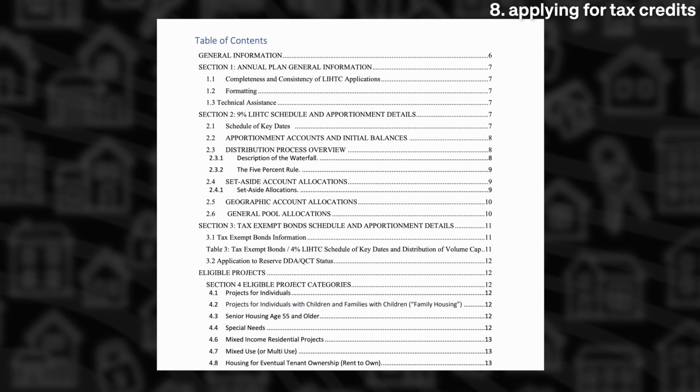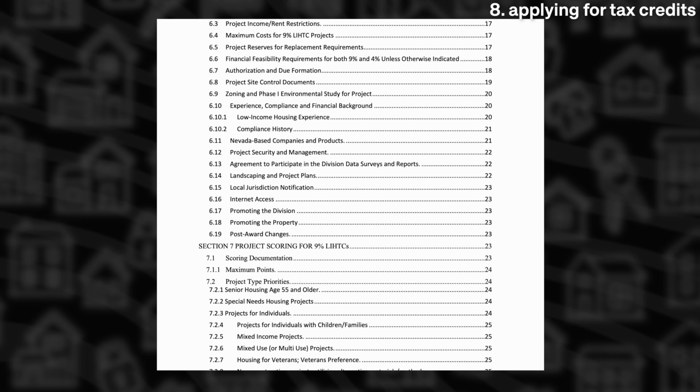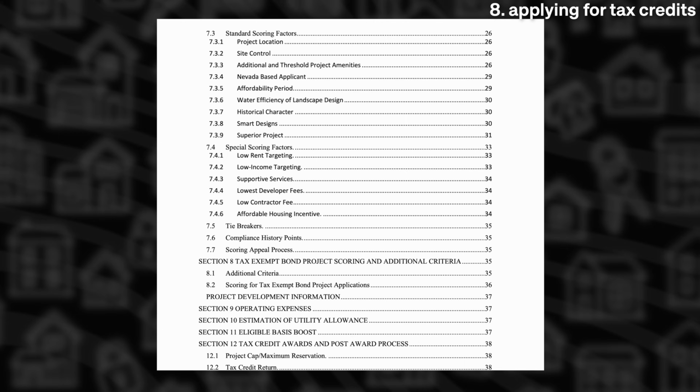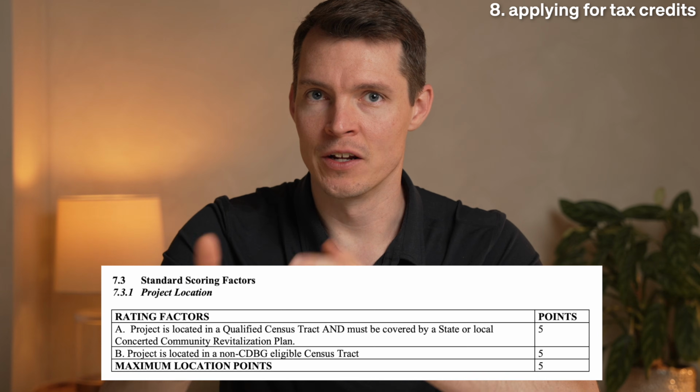Study the QAP backwards and forwards. Look at the scoring section, the eligibility criteria, building requirements and the set-aside categories, application checklists, and appendices. Pay very close attention to how projects are scored, including priority locations, income targeting, services offered, sustainability features, and cost limits. Understand what earns points and what is non-negotiable.